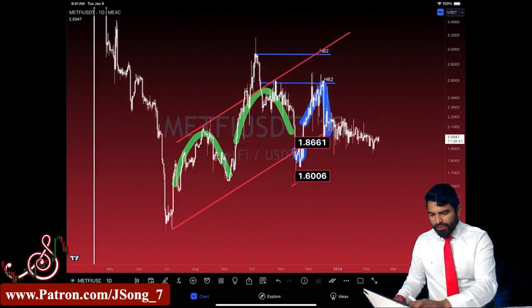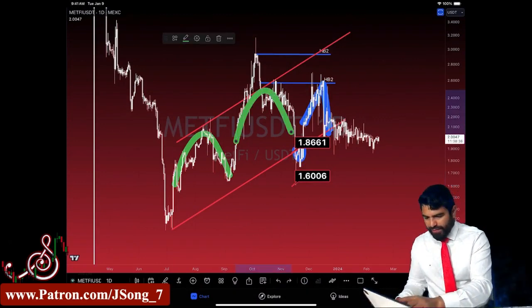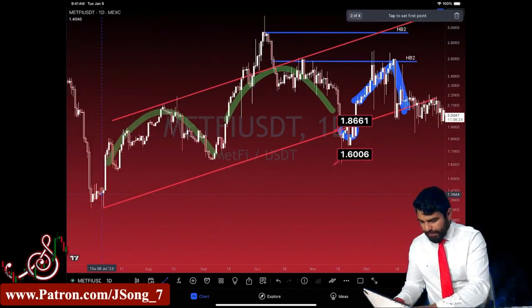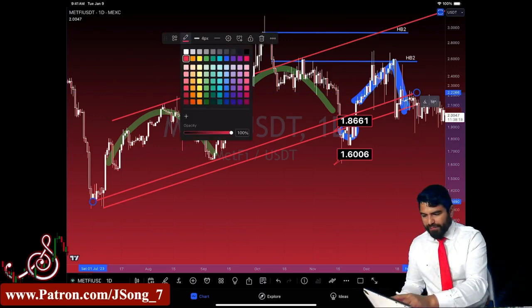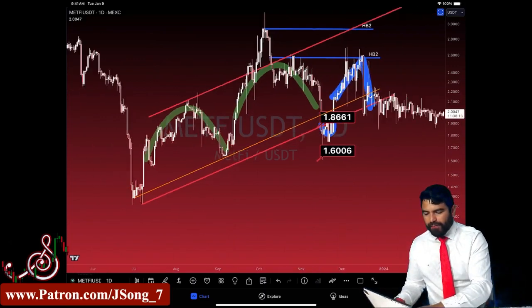If we were to only draw the lows together, I'll leave these faded away, it would look something like this. Core weakness is appearing by virtue of being underneath that line. Okay, that'd be number one.